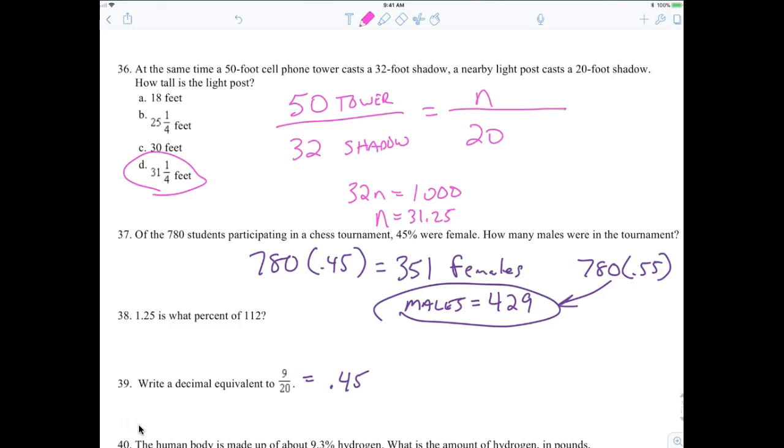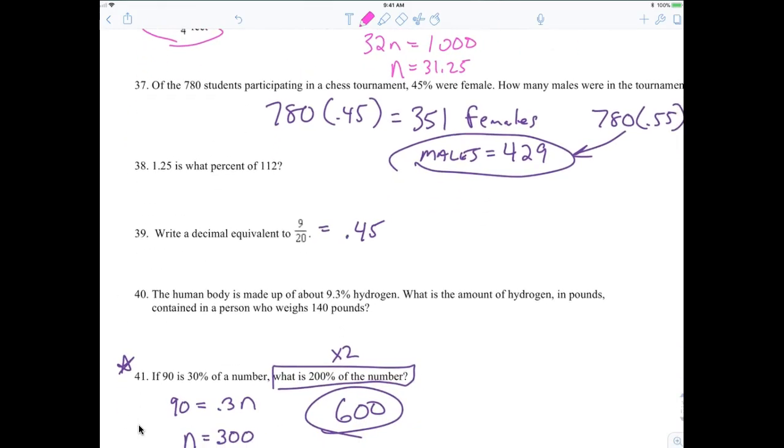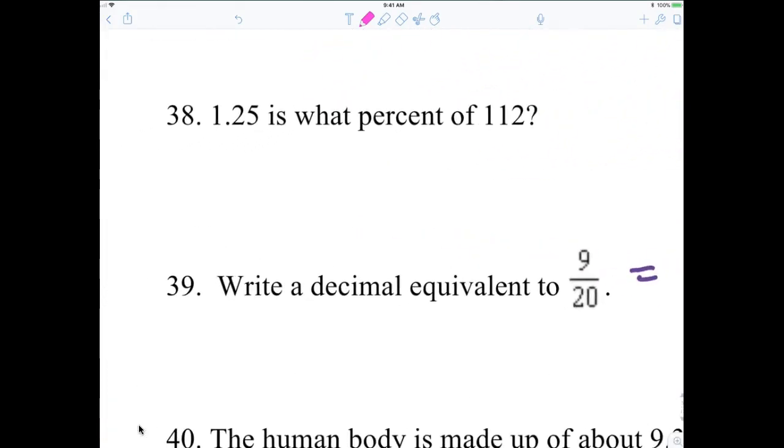All right? Now I'm looking at 38. All right, so I need an equation on 38. Cole, go ahead. So 1.25. Good. And then divided. Wait a minute. Is means what? It means equals. So equals 112 N. Okay, so. Hold up. I want to make sure that's correct.